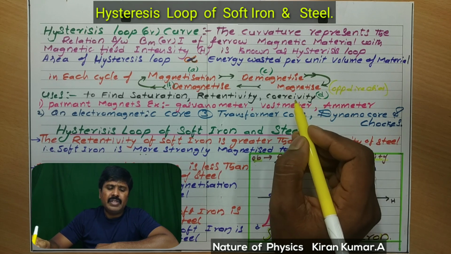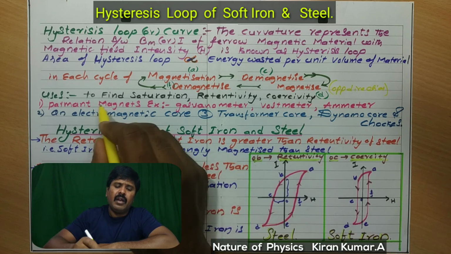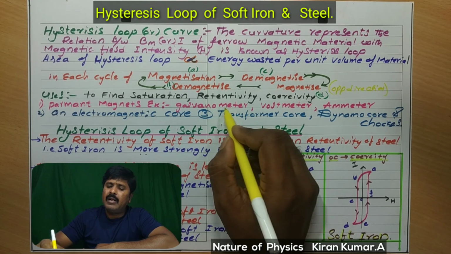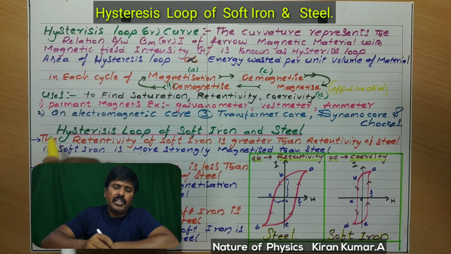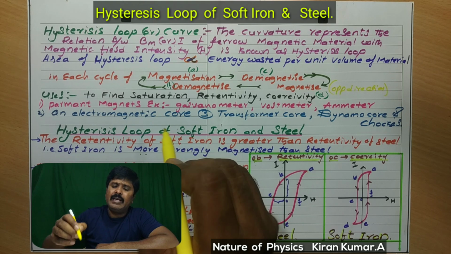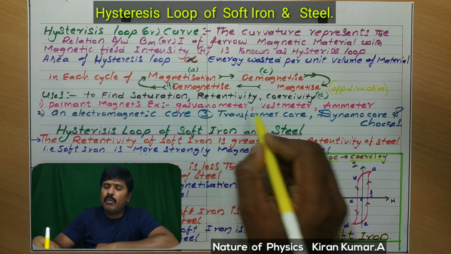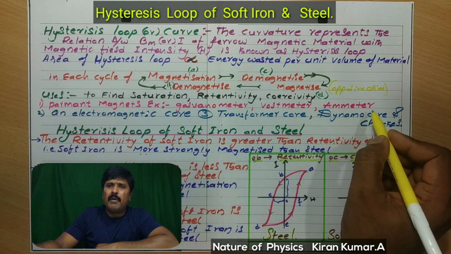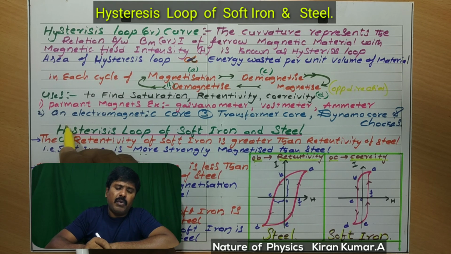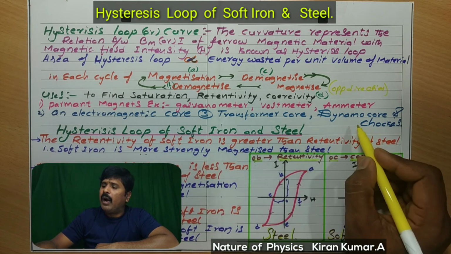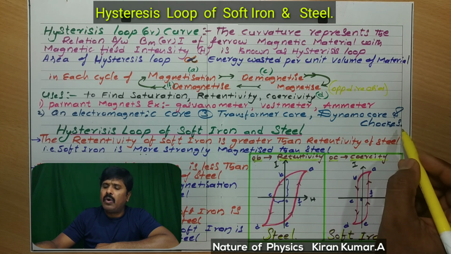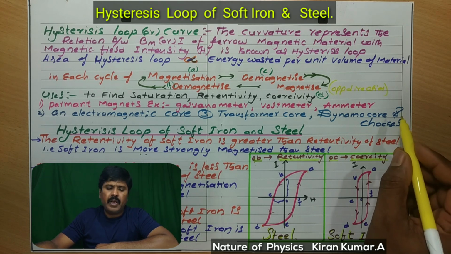Uses of these hysteresis curves is to find saturation and retentivity and coercivity, student. And next, permanent magnets, examples galvanometer, voltmeter, ammeter, and second one, an electromagnetic core, transformer core, dynamo core, and choke coil also we are using this phenomenon, student.